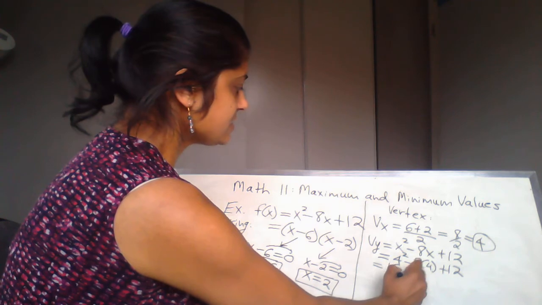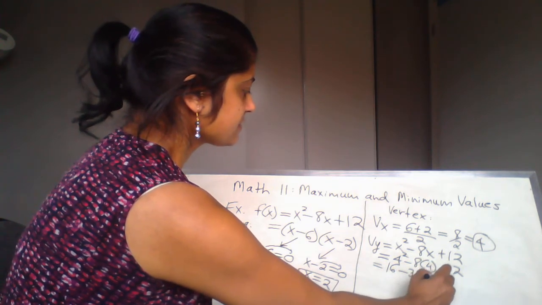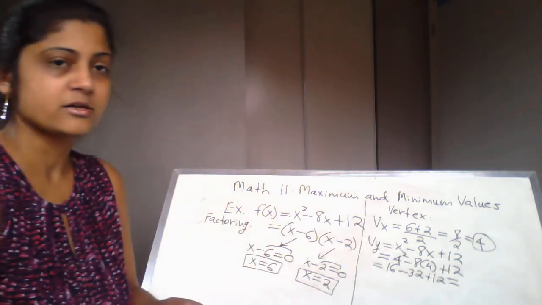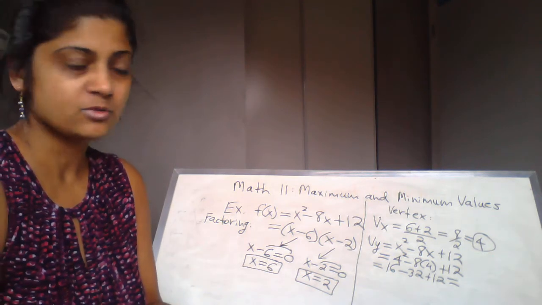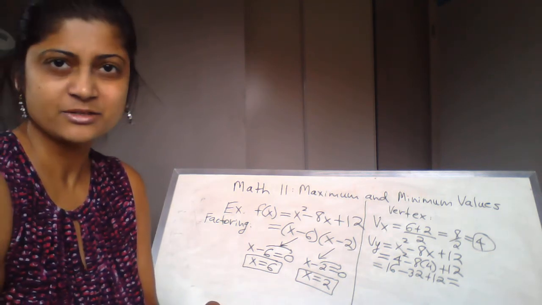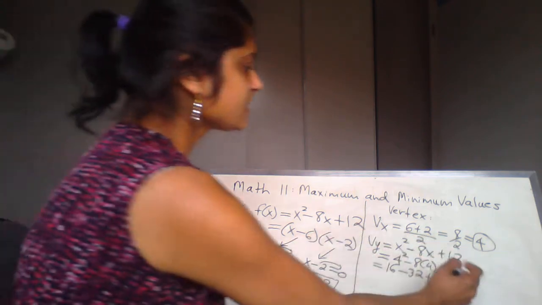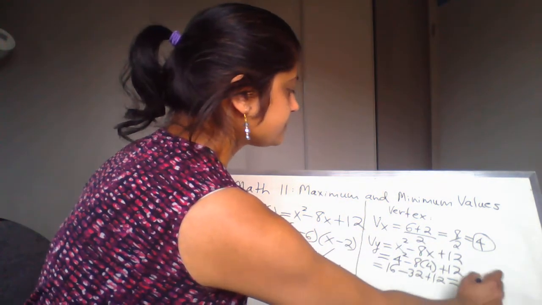So I'll put 16 minus 32 plus 12, and we'll just write it on one line here. Again, it does not matter if you don't want to show this one step here. It's not that big of a deal. And we're getting negative 4.